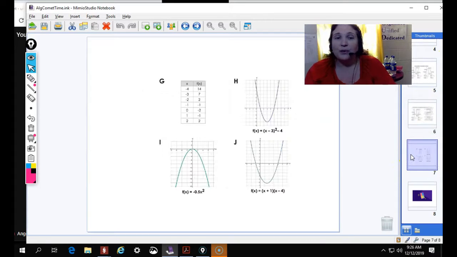So just summarizing real quick here, if we look at the letter H graph, we can see that it's going to have a minimum, the letter I graph has a maximum, and the letter J graph has a minimum.